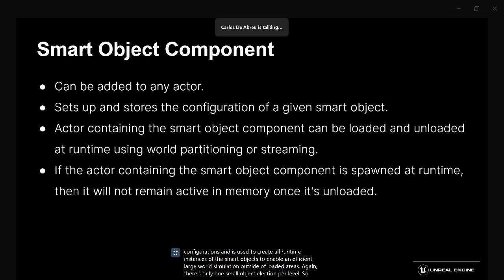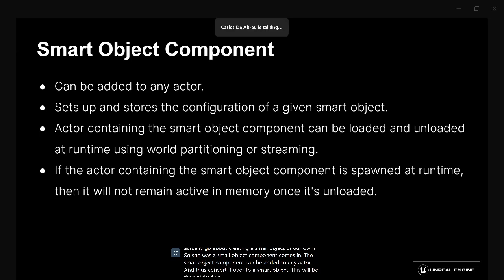So now that we know what smart objects are and how their back-end system works, how do we actually go about creating a smart object of our own? That's actually where the smart object component comes in. The smart object component can be added to any actor and thus convert it over to a smart object. This will then be picked up automatically by the smart object subsystem and registered to that subsystem.